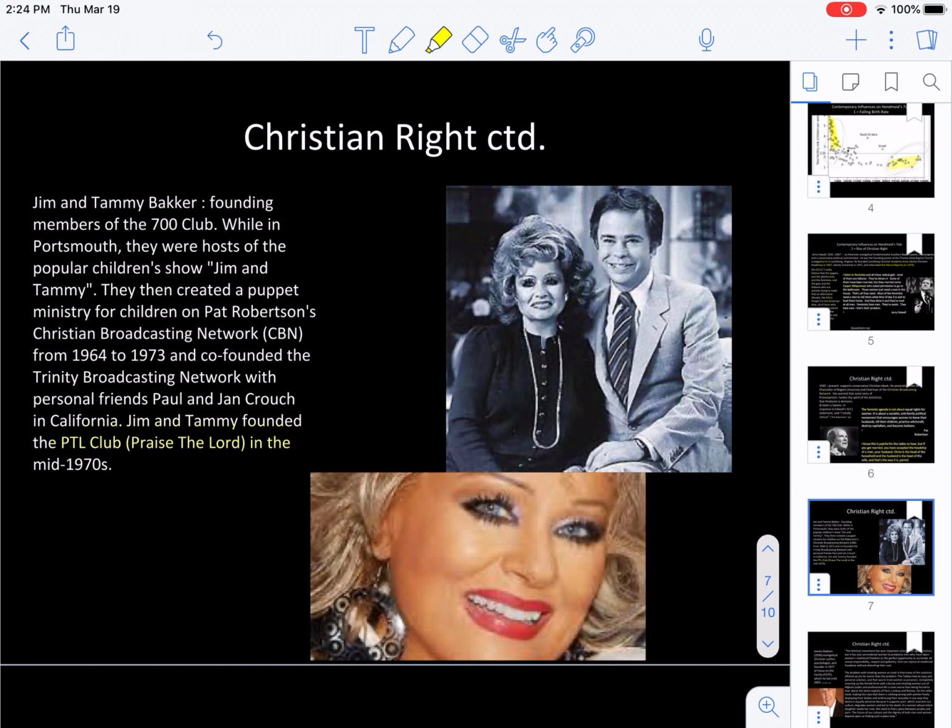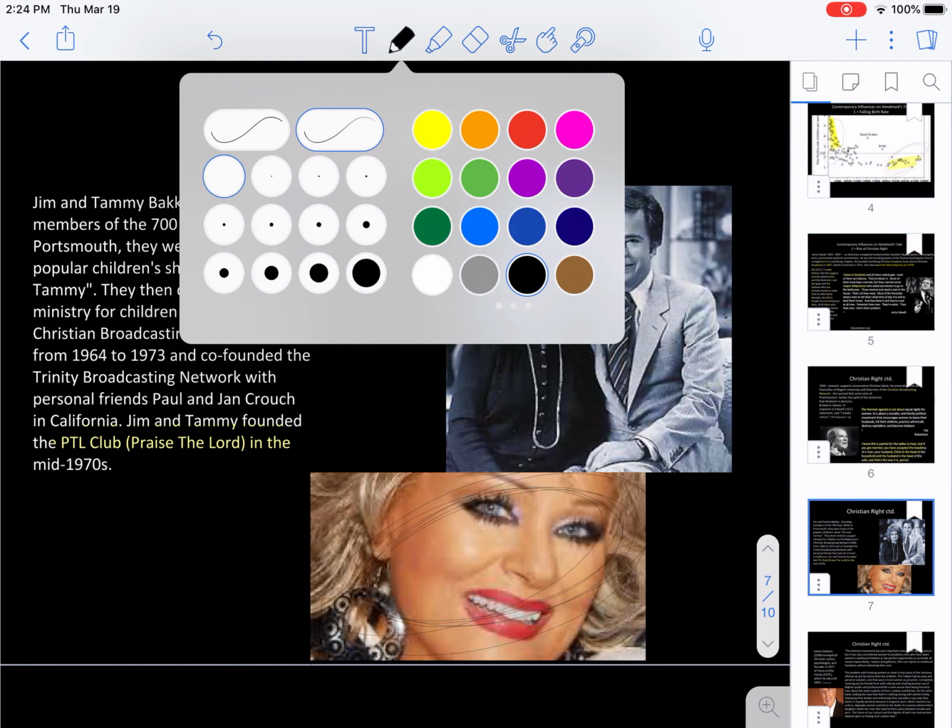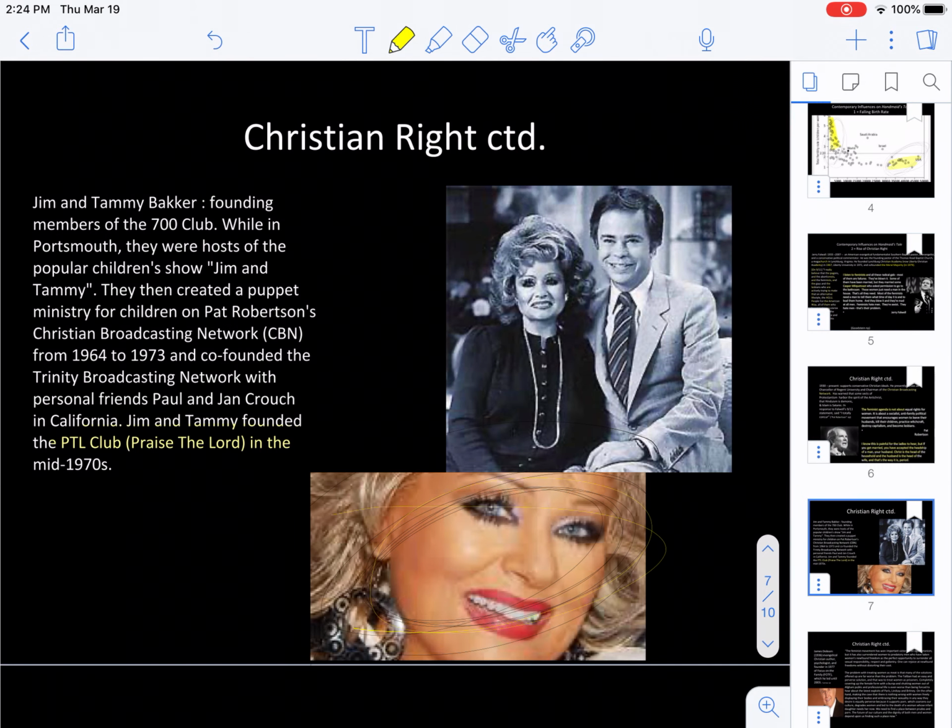But the reason I wanted to show you this is because Tammy here is going to be, you can't really see it. Tammy is going to be kind of an important figure and actually directly referenced in The Handmaid's Tale.